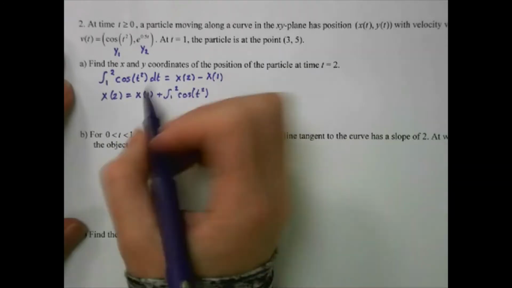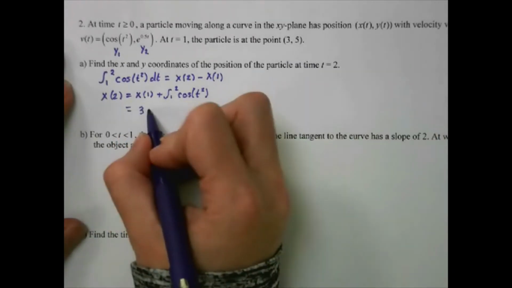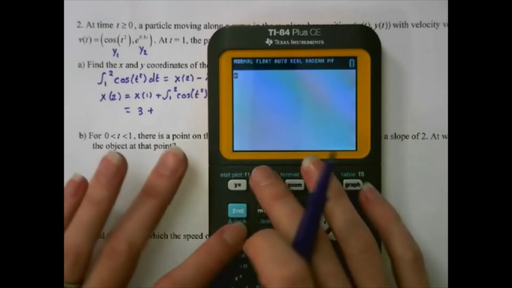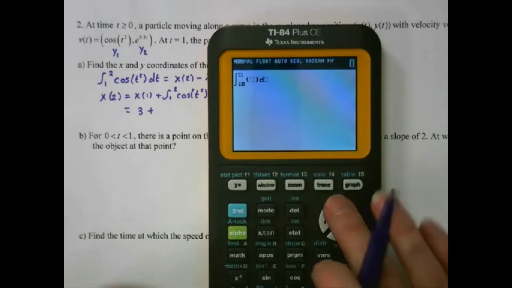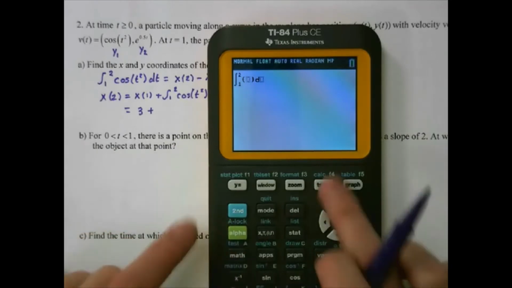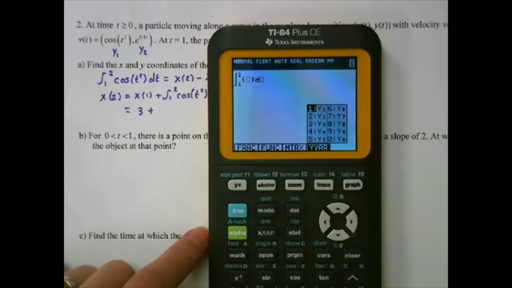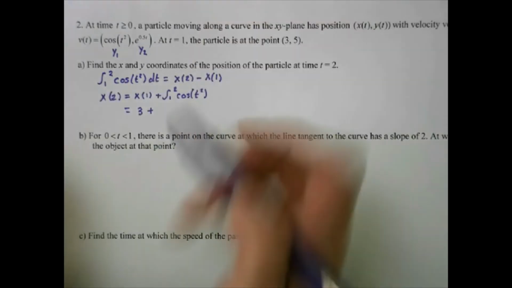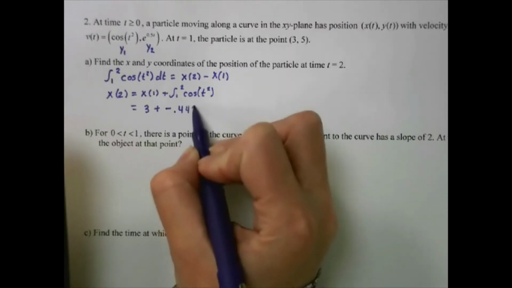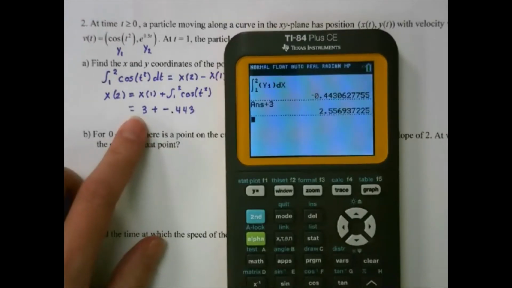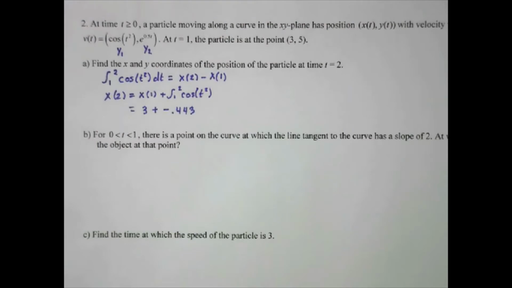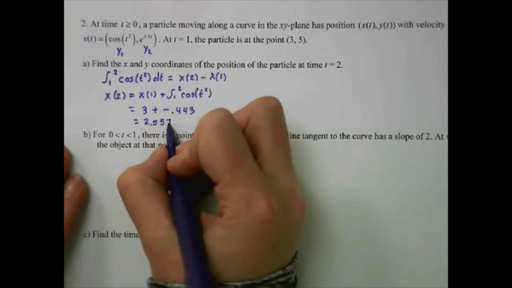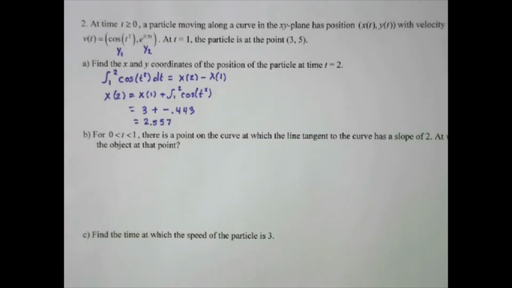So that's going to be 3 plus, we'll use the calculator for that part. So we'll do alpha f2, the integral from 1 to 2. Now alpha and then f4 is where all those y variables are stored. I just dump that in there. We get that value, so I'm just going to jot it down for now. 0.443, and then we're adding 3 to that. So that's going to be our x coordinate. Always use 3 decimal places. You can use more, but if you use less, then you're going to get points off.